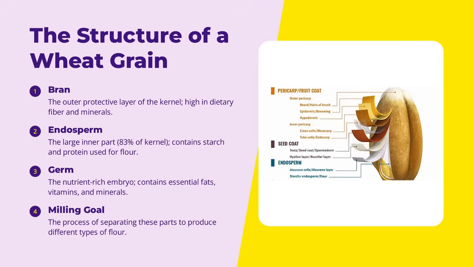The second component is the endosperm. Endosperm forms nearly 83% of the wheat grain. It contains most of the starch and protein used in flour production. Refined flour is prepared mainly from this portion.